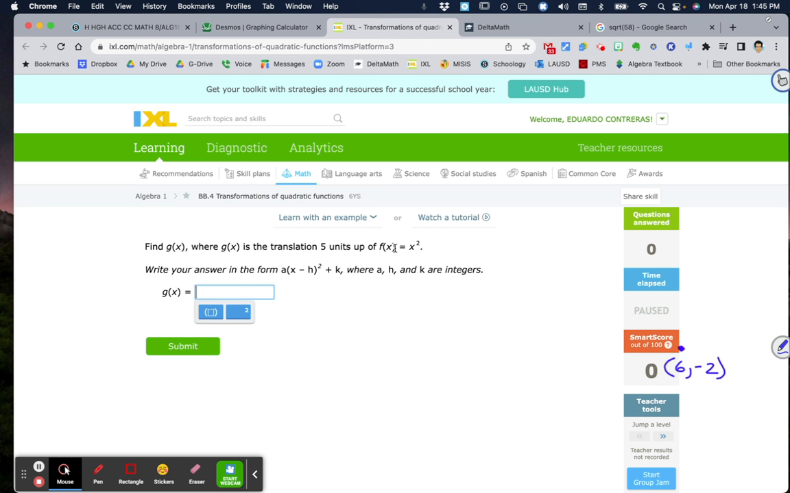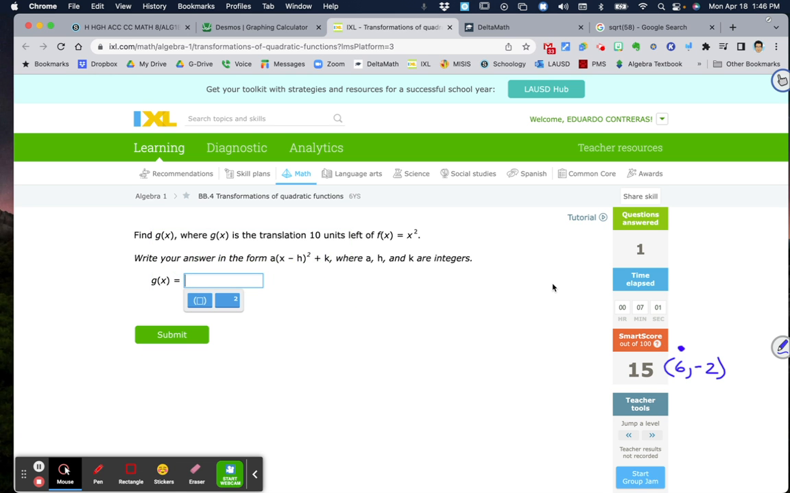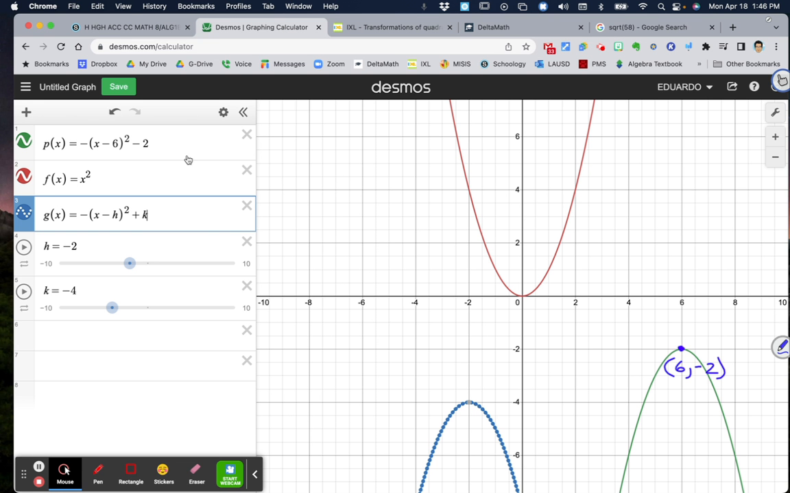They're going to give you f of x. It's always going to be x squared. And then they're going to tell you what to do. They want you to translate this 5 units up. So if you want to translate this 5 units up, it's going to be x squared still. And then you want to translate 5 units up, I would just plus 5. I would push it up, right? And there it is. So you could test out your theory on Desmos and then take it from there.